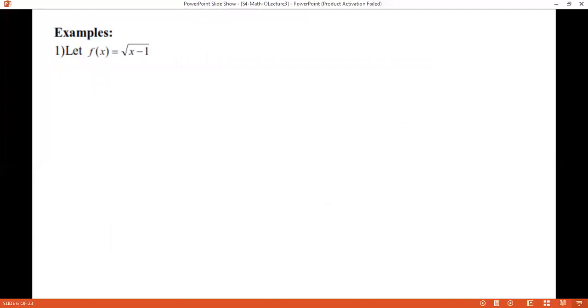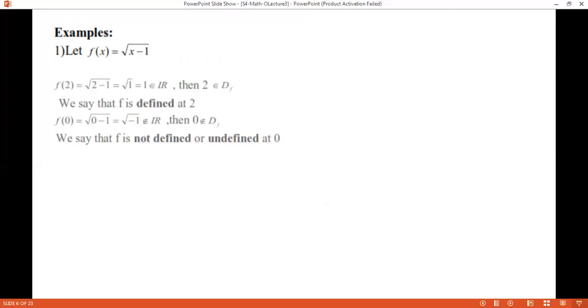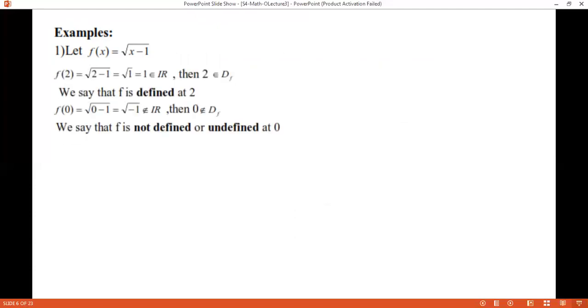Suppose we have a function which is defined by f of x equals radical x minus 1. Before trying to find the domain of definition, if I replace x by 2, so I'm trying to find f of 2, then it's radical 2 minus 1, which is radical 1, which is 1. And you know that 1 belongs to the real numbers. Then 2 belongs to the domain of definition of f. As long as this number exists in real numbers, then it belongs to the domain. Okay? And we say that the function is defined at 2.